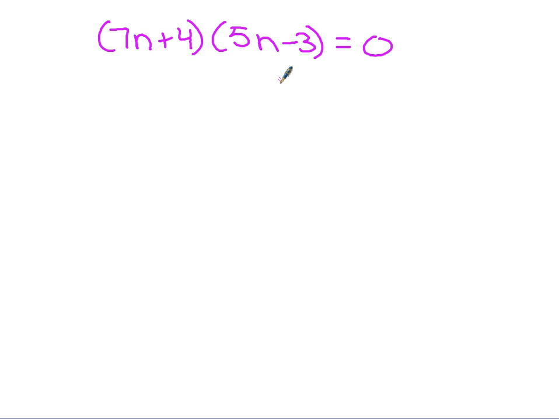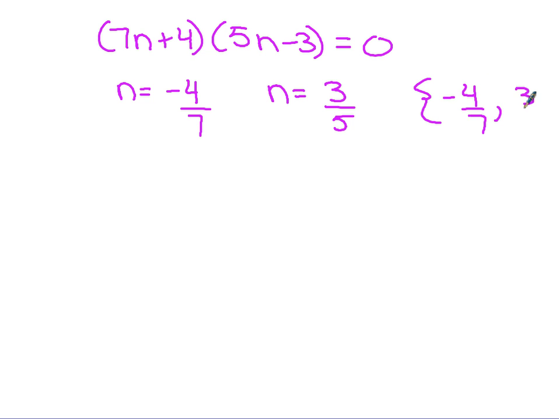Alrighty. Is that it? Oh no, wait, one more. Alright, so 7n plus 4 and 5n minus 3. And everything's on one side, so that's good. We don't need to move anything over here. So I'm going to do it using my little cheating way. Since this is a positive 4, I say n equals negative 4, and then I'm going to put the 7 in the denominator. And then over here, n equals, since that says minus 3, it's a positive 3, and then I put the 5 in the denominator. So those are our two solutions, negative 4/7 and 3/5.